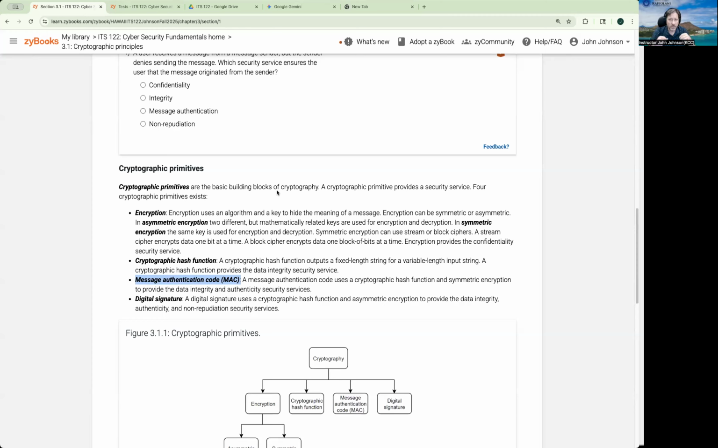Encryption is defined as using an algorithm and a key to hide the meaning of a message. Encryption can be one of two types. It can be asymmetric or it can be symmetric. Symmetric means it goes both ways. What that means is you're using one key to do both the encryption and the decryption. So you just have to have that one key.